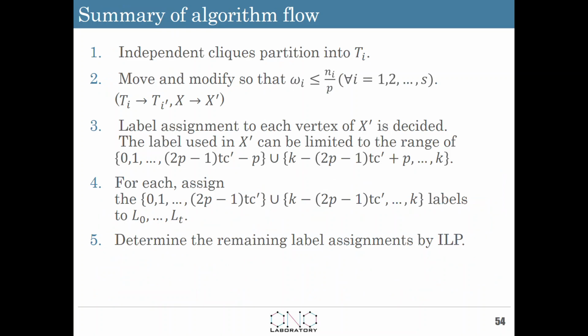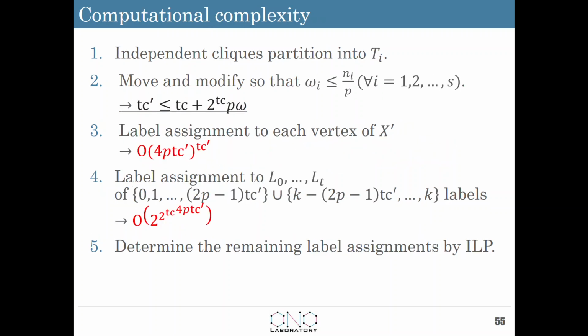This is a summary of the algorithm flow. First, partition into independent cliques T_i. Second, move and modify so that ω(I) is N_i over p or less for all I. Third, the label assignment to each vertex of X' is decided. The labels used in X' can be limited to this range. Fourth, for each such assignment, assign these labels to L_0 to L_t. Fifth, determine the remaining label assignments by ILP. Therefore, the computational complexity of this algorithm is on the order of (4p·tc')^(tc') times 2 to the 2 to the tc to the 4p·tc' times the time to solve the ILP. That is, the L(p,1) labeling problem is FPT for twin cover plus ω.